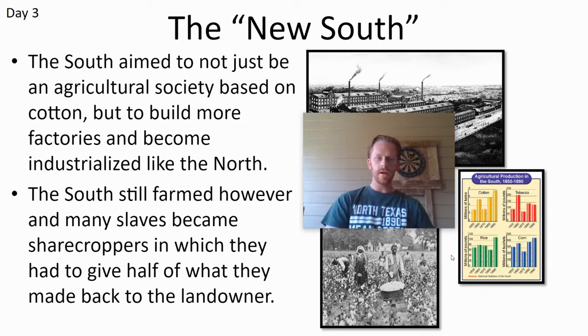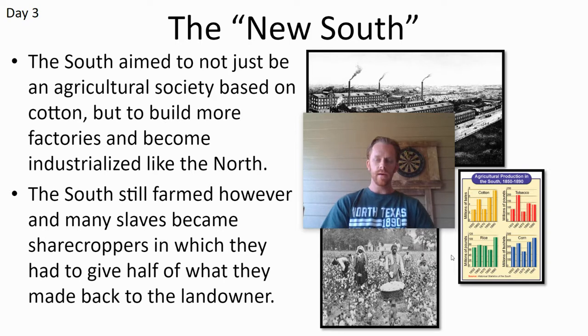So the first thing you might write down for the New South is that the South aimed to not just be an agricultural society, but also to start building factories and become more industrialized like the North is. So I would definitely take note of that. There are some areas in the South that are going to experience this industrialization movement that the North has had for several decades now. Okay.